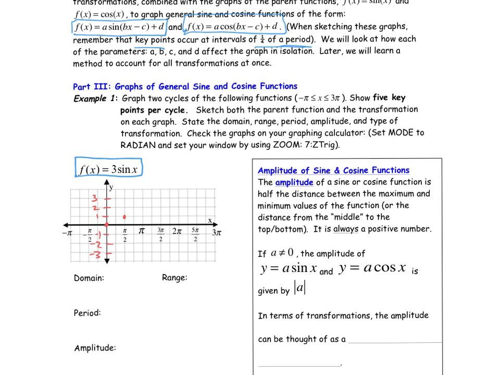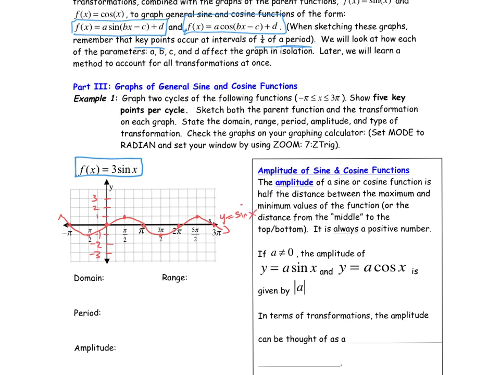so that's (pi over 2, 1). Another quarter period over, so at pi, it's going to be at 0. Another quarter period over, 3 pi over 2, we're going to have negative 1. And at 2 pi, it's going to be back to 0. And I continue on with this pattern, going from the midline to maximum, midline to the minimum, and then back to the midline, etc. So this is the graph of y is equal to sine x.